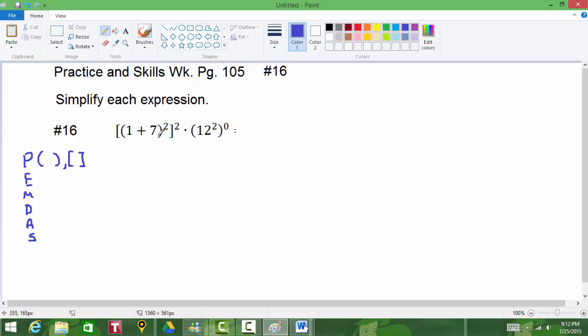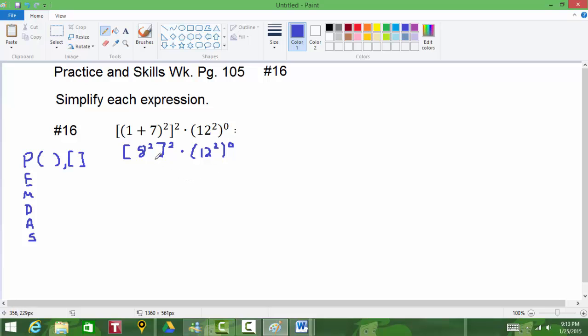So I'm going to take the 1 plus 7, add them together and get 8. Let me rewrite this underneath. So we get 8 squared. Make sure our bracket's still in there. And then we're going to square that again. We still have this one right here. And over here you've got 12 squared, and then raise that to the 0.